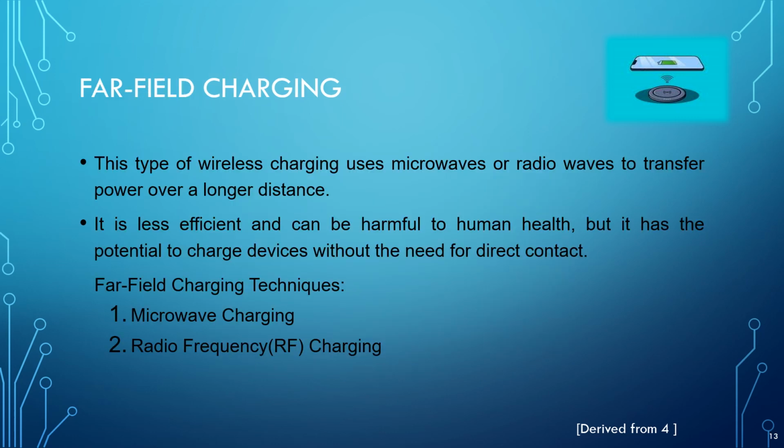Next is the far field charging. In this type of charging, wireless charging uses microwaves or radio waves to transfer power over a long distance. It is less efficient and can be harmful to human health, but it has the potential to charge devices without the need of direct contact. RF charging is divided into microwave charging and radio frequency charging.